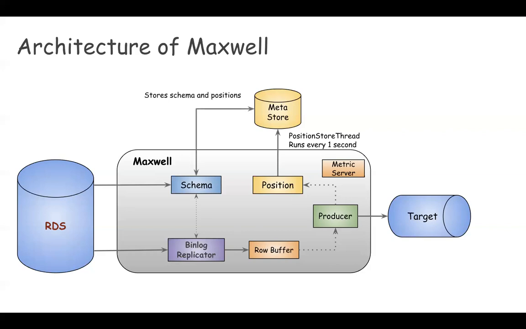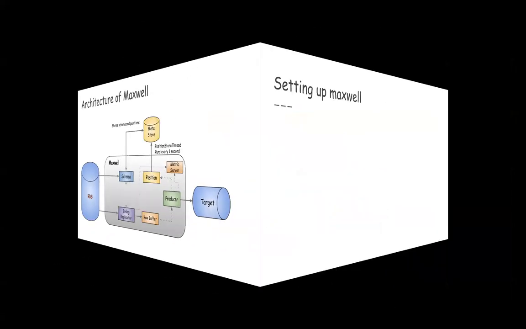So if there is any change in the MySQL table, the binlog replicator understands that this is a table DDL change. The schema is updated and the meta store also stores the changes which happened to the schema in the RDS. So this is how Maxwell works.